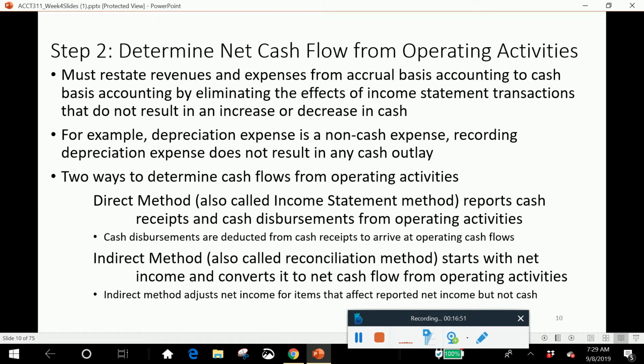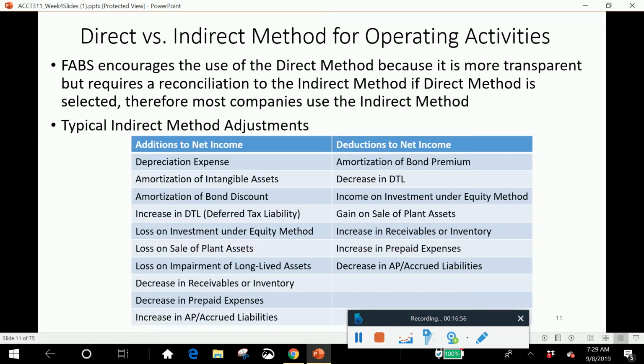However, companies can make an election in terms of which method they would like to use. The FASB encourages the use of the direct method because it is more transparent. However, if you do use the direct method, you are required to provide a reconciliation to the indirect method. As a result, most companies use the indirect method because otherwise they would literally have to be doing the method twice. Now you might be asking yourself, why might some companies elect to use the direct method if they already have to show it using the indirect method?